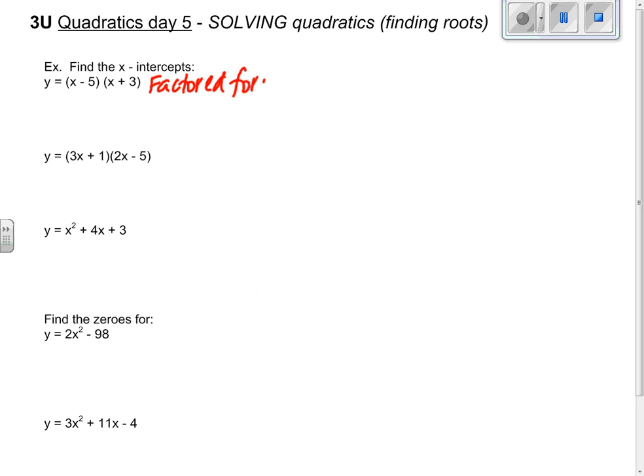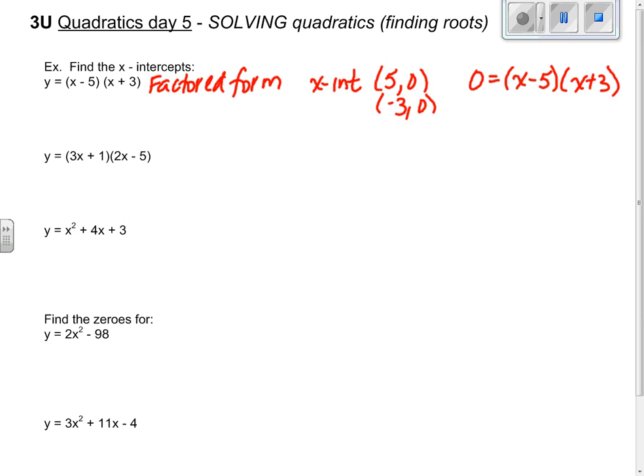Most of you would recognize that if you had y equals (x minus 5)(x plus 3), that your two x-intercepts are 5 and minus 3. And the reason is that when we're looking for x-intercepts, we are looking for when y is equal to 0. So setting that equal to 0, we are doing that.